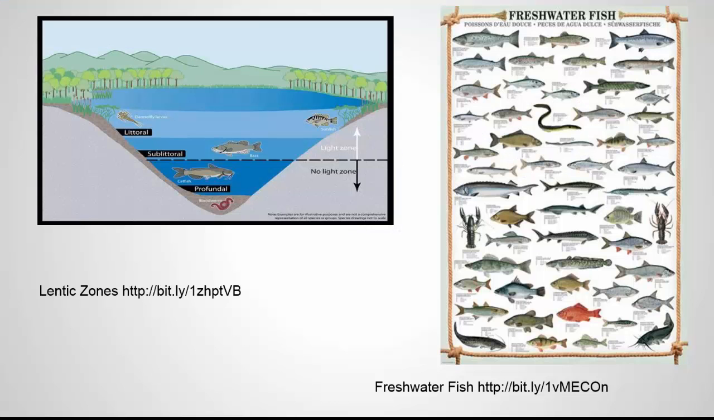A defining characteristic of the standing water biome is the lentic zones it is made up of. The three zones are the pelagic open water zone, the benthic bottom to shore zone, and the profundal zone, where the light can't reach.